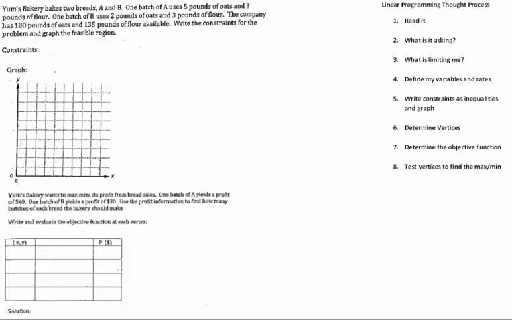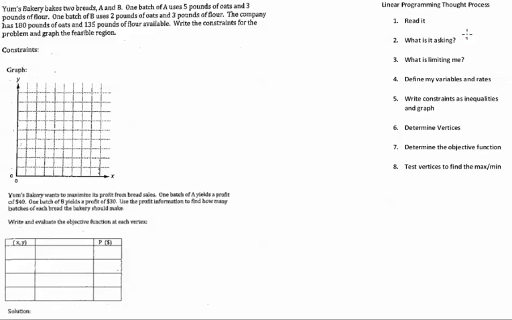Now, like any good word problem, we're going to start by reading it. So let's check out what we have. Yum's Bakery bakes 2 breads, type A and type B. One batch of bread A uses 5 pounds of oats and 3 pounds of flour. One batch of B uses 2 pounds of oats and 3 pounds of flour. The company has 180 pounds of oats and 135 pounds of flour available. Write the constraints for the problem and graph the feasible region.